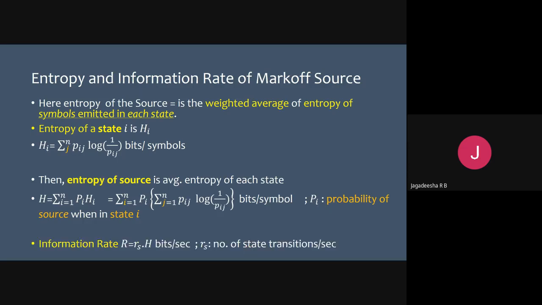Okay, the next concept is information rate. How do we find the information rate? Information rate is nothing but entropy multiplied by the number of state transitions per second. It is similar to the information rate equation in the case of an independent source.